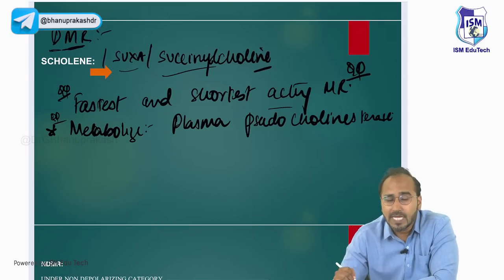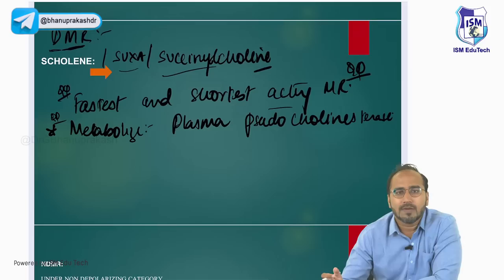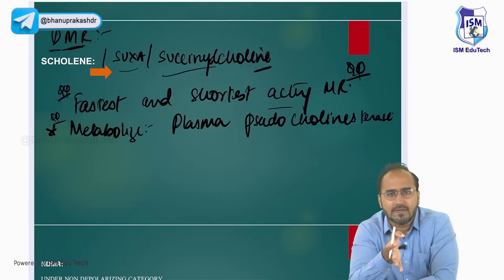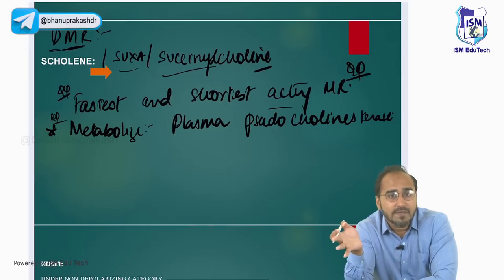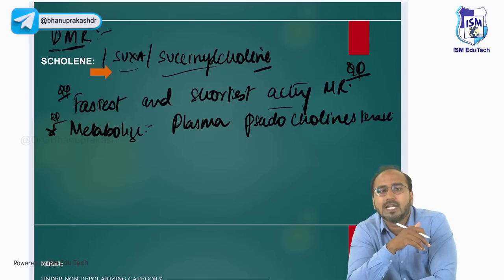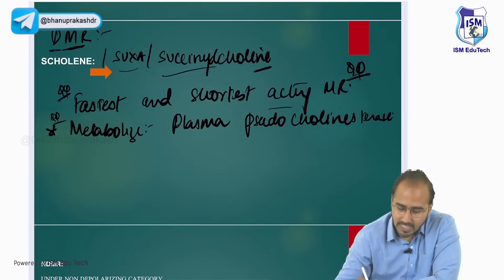Some patients might have pseudocholinesterase deficiency. If the patient has pseudocholinesterase deficiency, then that patient can land up in choline apnea. If succinylcholine is given to a normal person with a normal pseudocholinesterase level, the patient will recover within a short period of time. But if given to a patient with pseudocholinesterase deficiency, the patient lands up in apnea. So remember, why is apnea seen? Because of pseudocholinesterase deficiency.